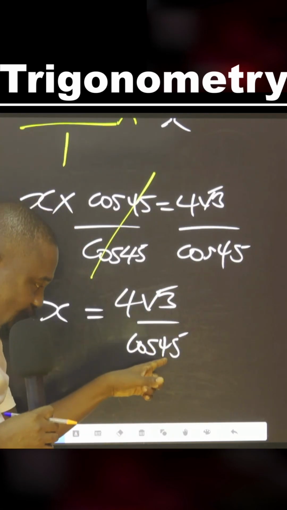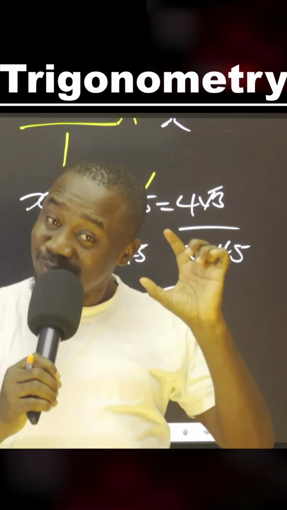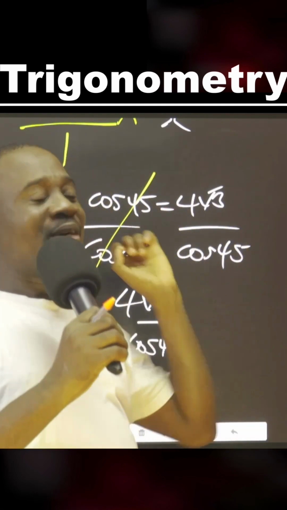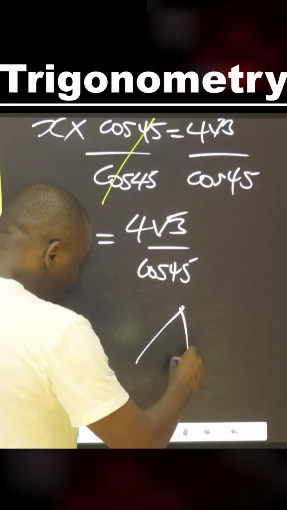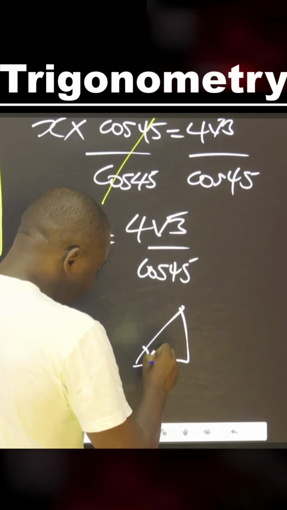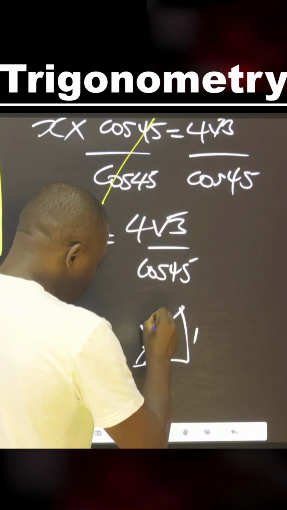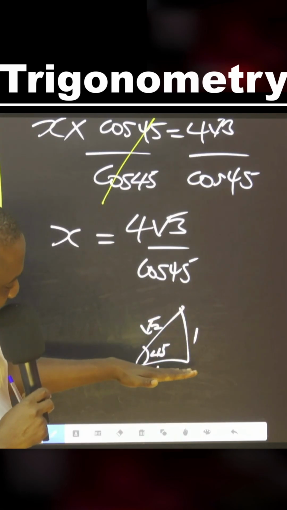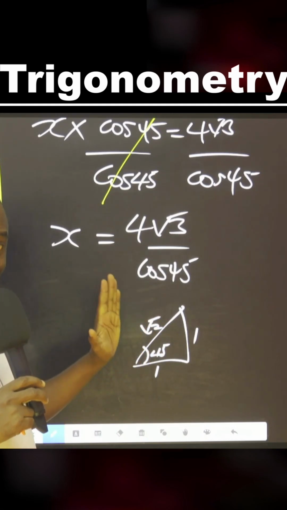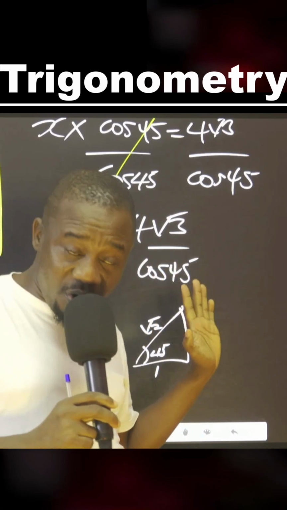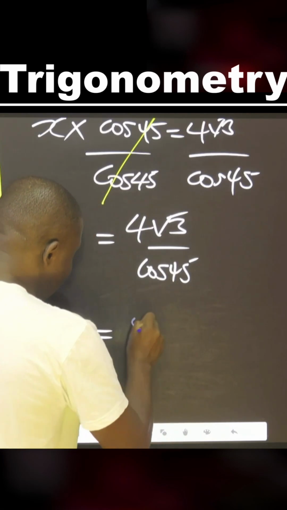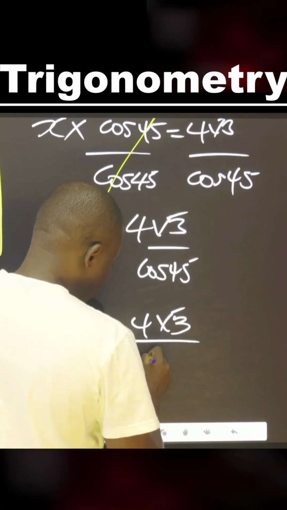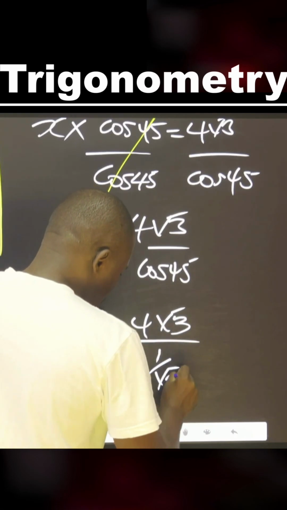Now, what is cos 45? Another special angle. You need to remember the diagram of 45. This is 45. This is 1, 1, square root of 2. Cos of this is adjacent over hypotenuse. That is 1 over square root of 2. Remember, we have done all this. 1 over square root of 2. So we come to this place now to say this is 1 over square root of 2.